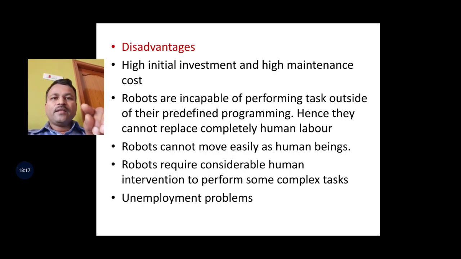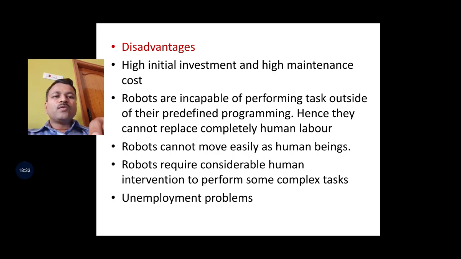The example I gave in the last class is the snake. Say for example, a snake is there. It comes, simply it will be there. But when we see that snake, we will just run away from the place. So that is the intelligence point. Hence they cannot completely replace human labor.